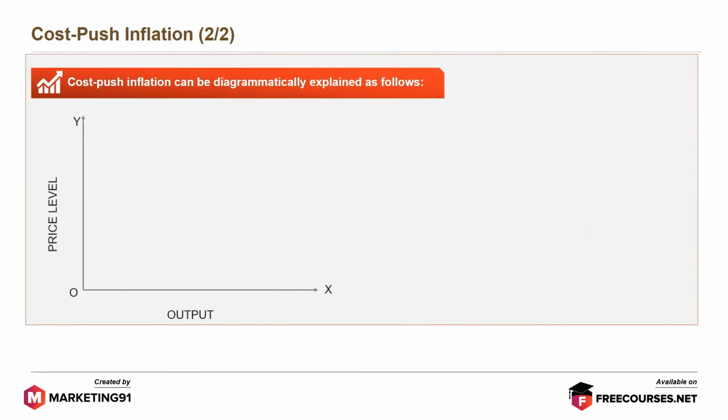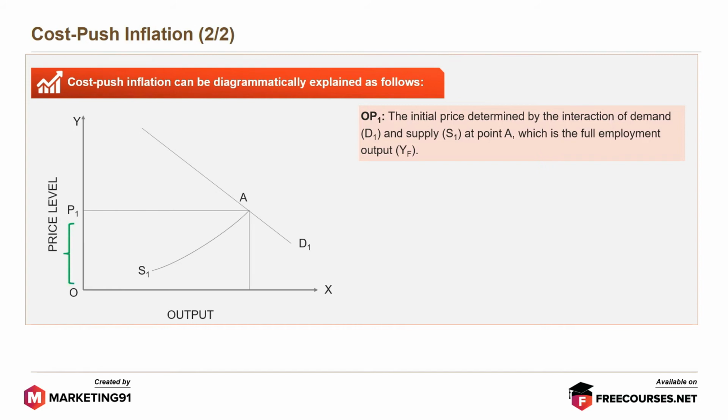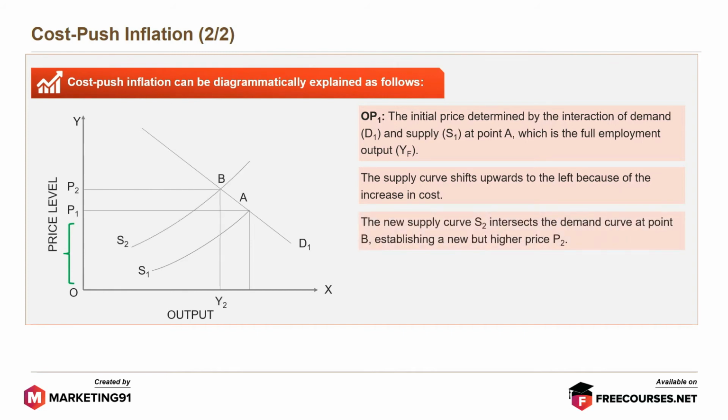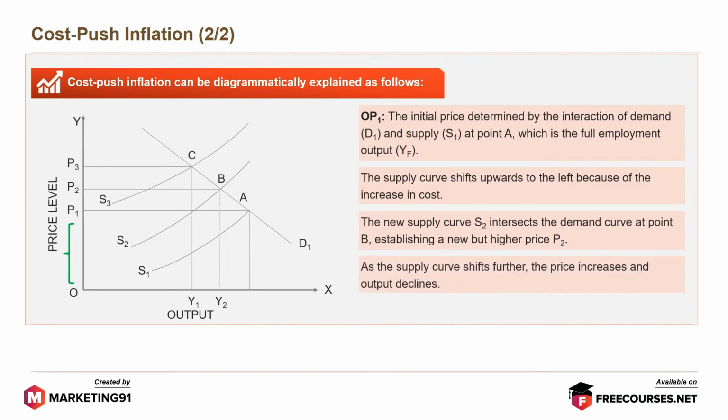Cost push inflation can be diagrammatically explained as follows. OP1 is the initial price determined by the interaction of demand D1 and supply S1 at point A, which is full employment output YF. The supply curve shifts upwards to the left because of the increase in cost. The new supply curve S2 intersects the demand curve at point B, establishing a new but higher price P2. As the supply curve shifts further, the price increases and output declines. This increase in price is solely because of cost push factors.